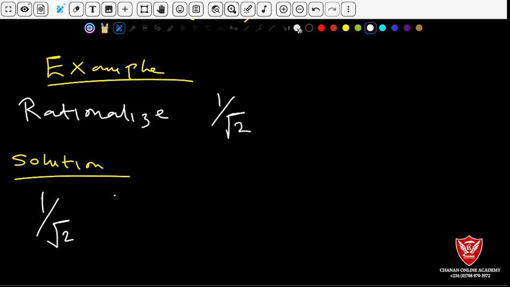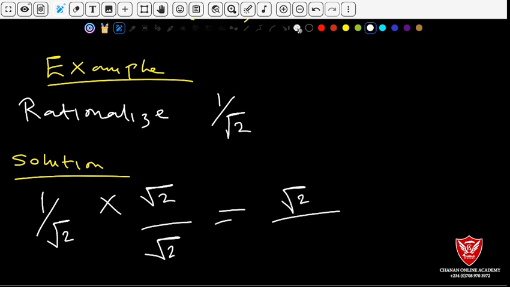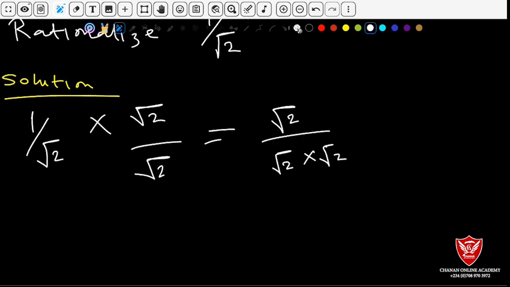So we have 1 over root 2. The denominator is the surd, and we need to multiply the numerator by root 2, and also multiply the denominator by root 2. This will give us root 2 over root 2 multiplied by root 2. Now, if you've been following the video, you know that root 2 multiplied by root 2 is going to be 2. So we have root 2 over 2. This is what we have.